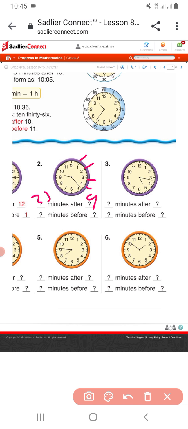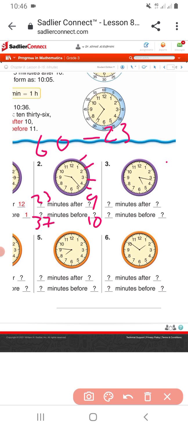Or you can simply say 60 minus 23, because the whole hour is 60 minutes. We have passed 23 minutes, so how many minutes are left? You will find 60 minus 23 and the final answer is 37. So this will be 37 minutes before 10.